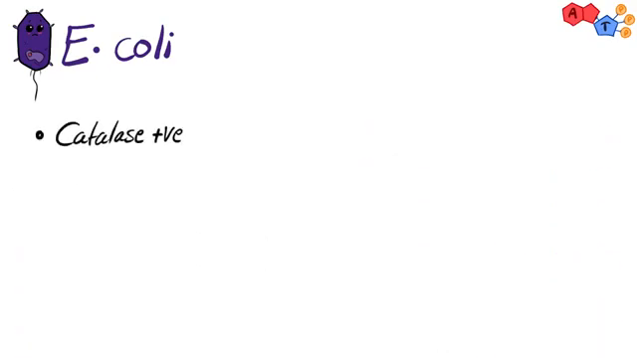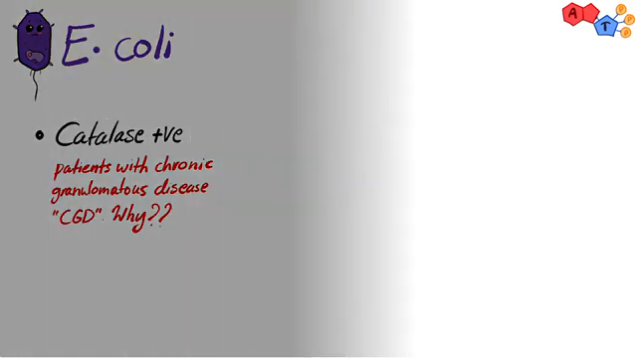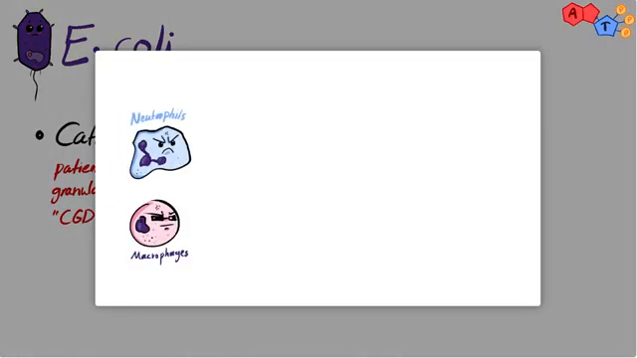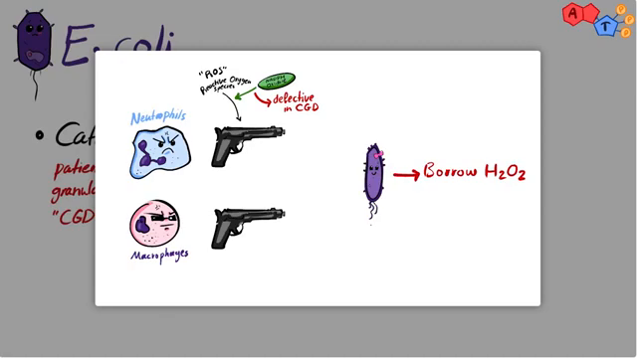First of all, he is catalase positive, so patients with chronic granulomatous disease, or CGD, are at increased risk of getting this infection. And to explain why that happens, we need to know that the neutrophils and macrophages use reactive oxygen species, or ROS, to kill the bacteria. And people with CGD have a defect in the enzyme NADPH oxidase, which is important to generate the ROS. However, if a bacteria invades a patient with CGD, the patient can borrow hydrogen peroxide from the bacteria and use it to generate ROS and kill the bacteria.